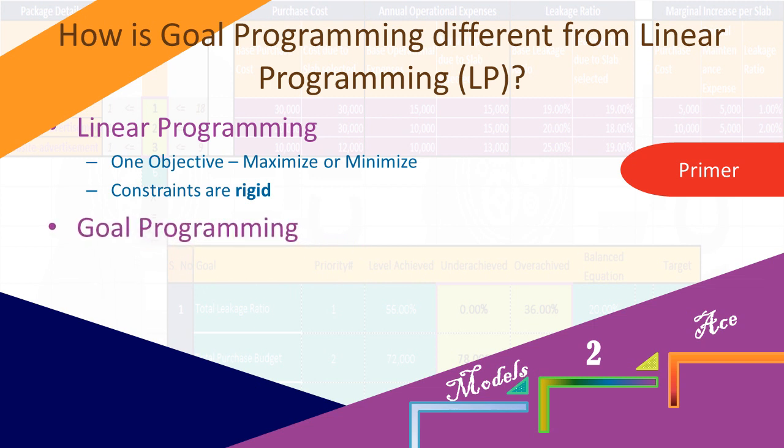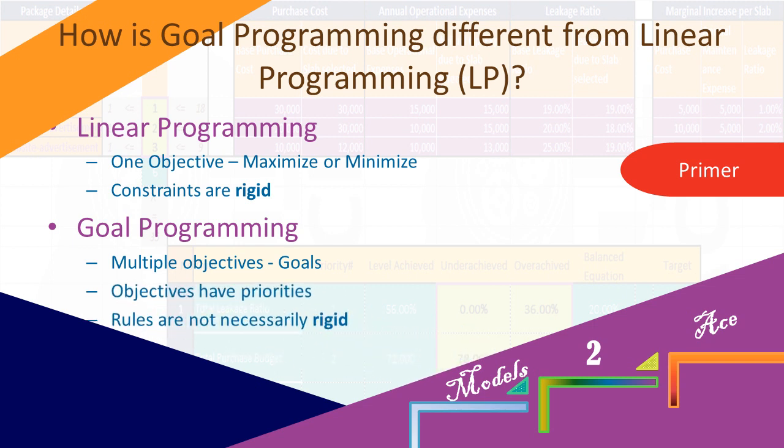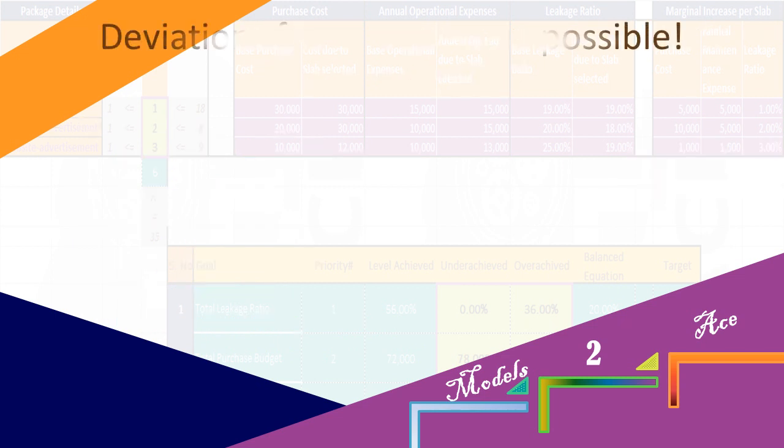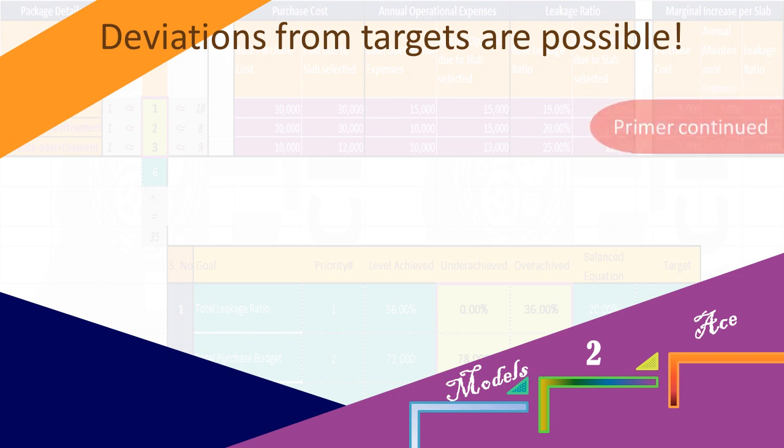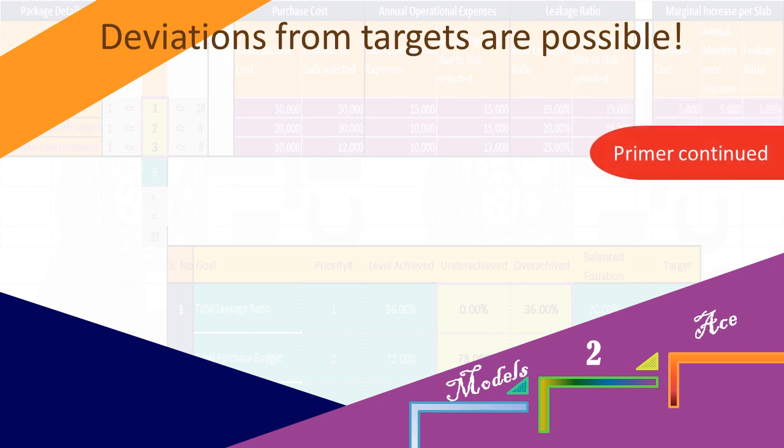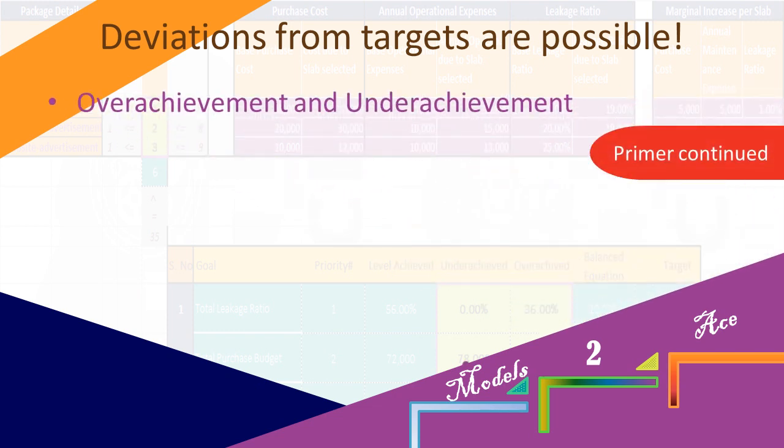Consequently, in preemptive goal programming, there are multiple objectives. These are prioritized and arranged in order of priority, starting with the highest priority, going all the way down to the lowest priority. These goals are not necessarily rigid rules. Thus, unlike an objective in linear programming, a goal, in goal programming, may be overachieved or underachieved.